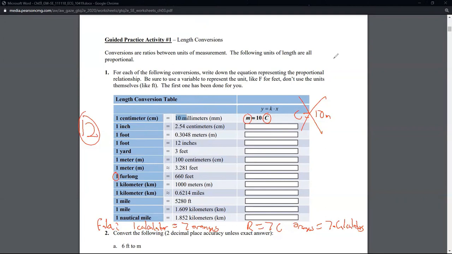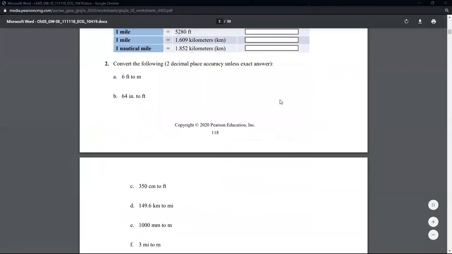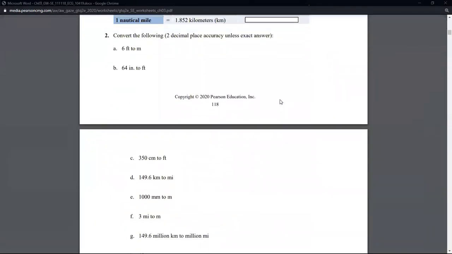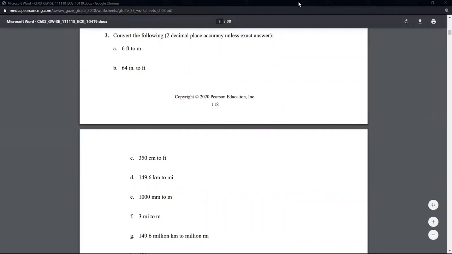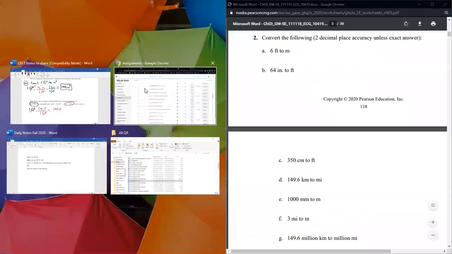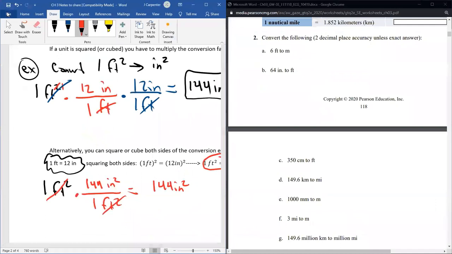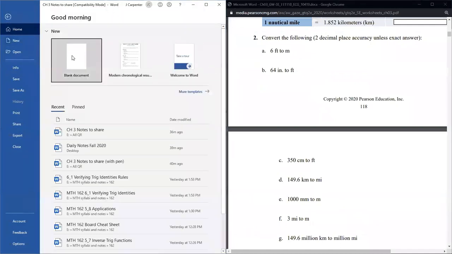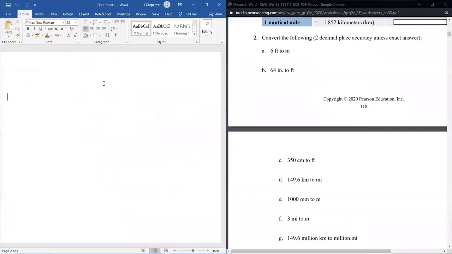All right, so let's clear that. And we're going to do some of these in number 2. We're not going to do all of them. We don't have that much time. And let's do this. Let's set up a new one. So hit enter 10 million times for some space.